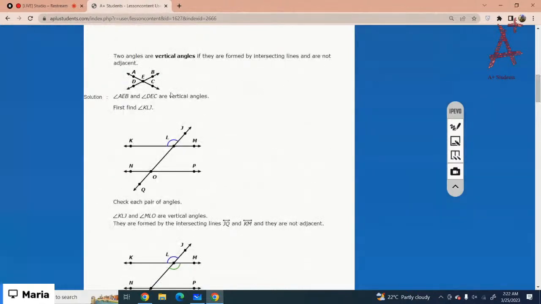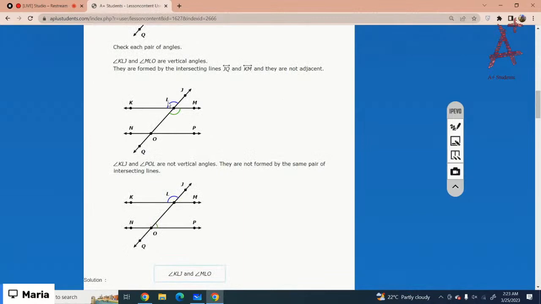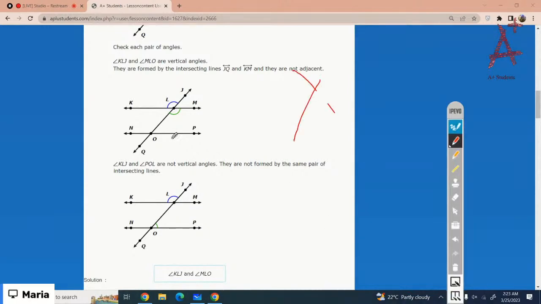So here is the angle. You have angles K, L and J. The congruent angle to angle L is this one. The vertical angle to angle L is this one, but they are on the same lines intersecting each other. Got it? And the other adjacent angles are one of them is this one and the other is this one.